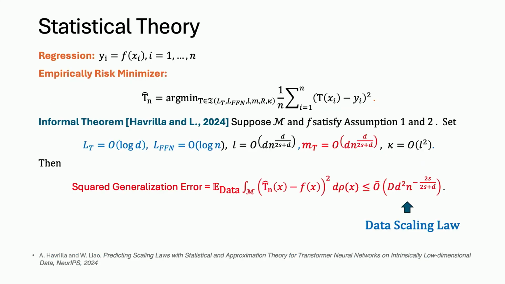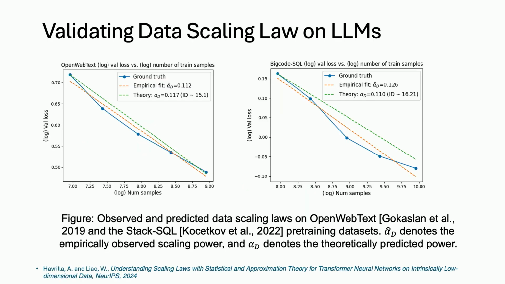Well, we plug in the slope like negative 2s over 2s plus d. As for the smoothness, we don't know, so we just plug in s equals 1 as a Lipschitz function. And d is the intrinsic dimension. Surprisingly, for the data scaling law, our theory is very close to the empirical result, which shows that the intrinsic dimension does play a role in the scaling law.